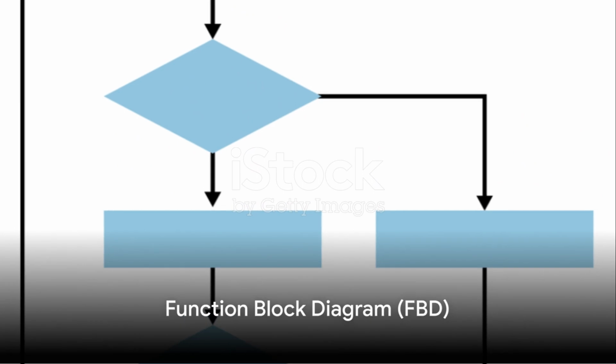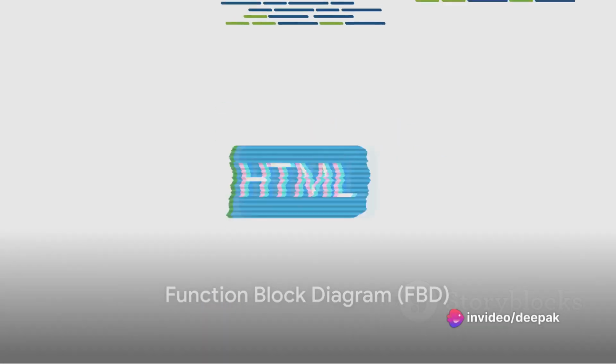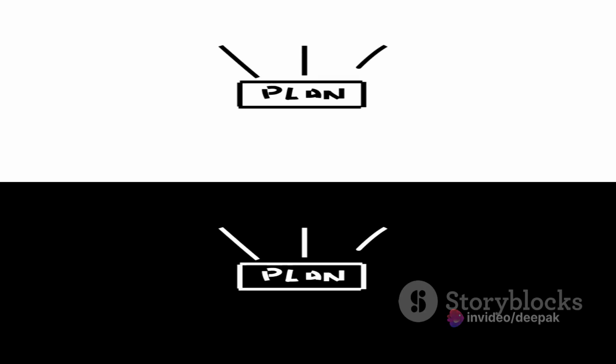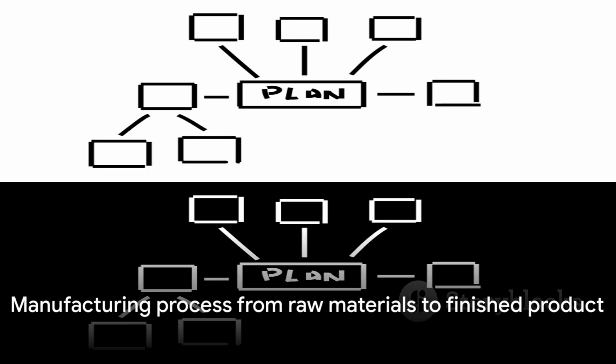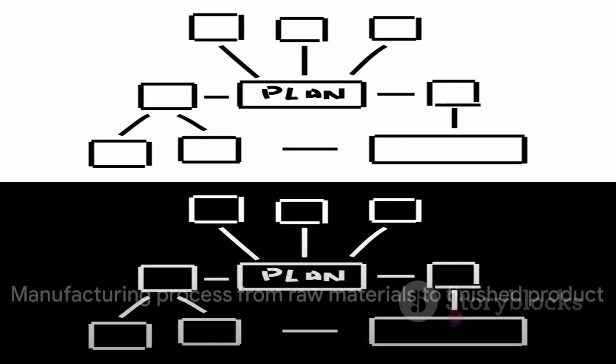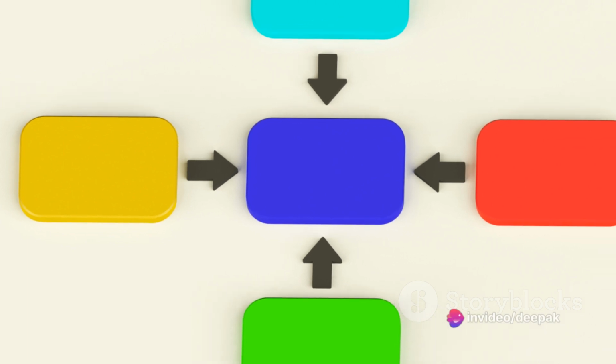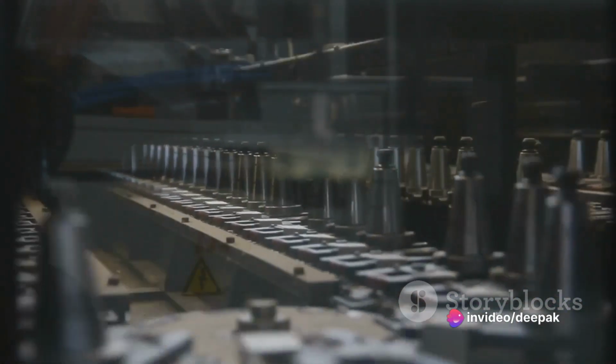Then there's function block diagram, or FBD. This is a graphical language using blocks to represent functions or operations. These blocks are then connected with lines showing the flow of information. Think of a manufacturing process where raw materials go through various stages to become a finished product. Each stage would be a block, with the lines showing how the materials move through the process.